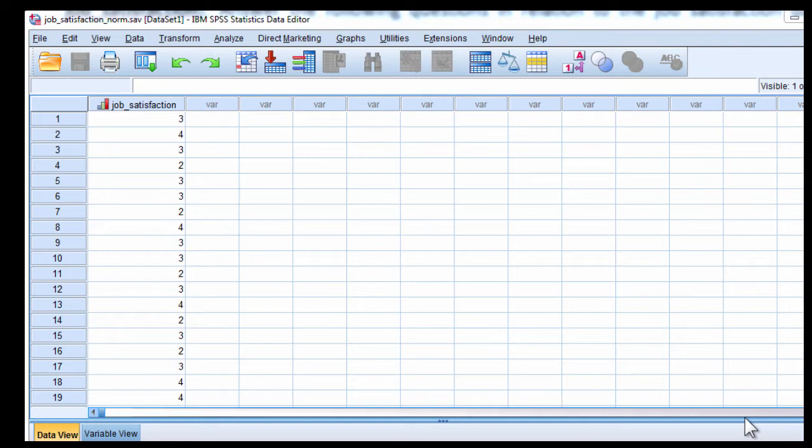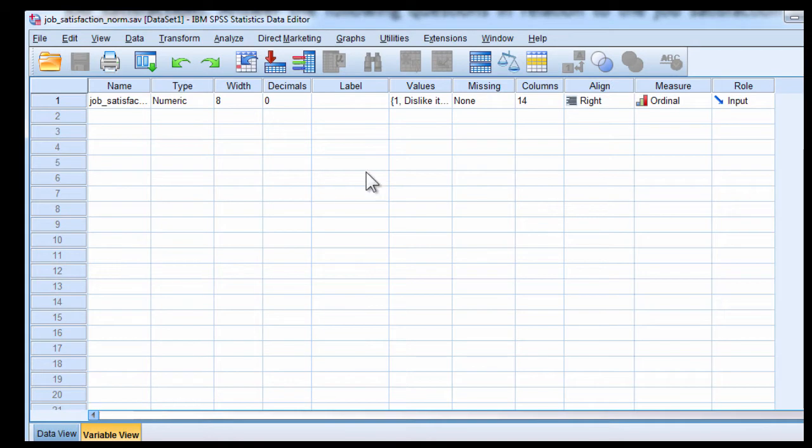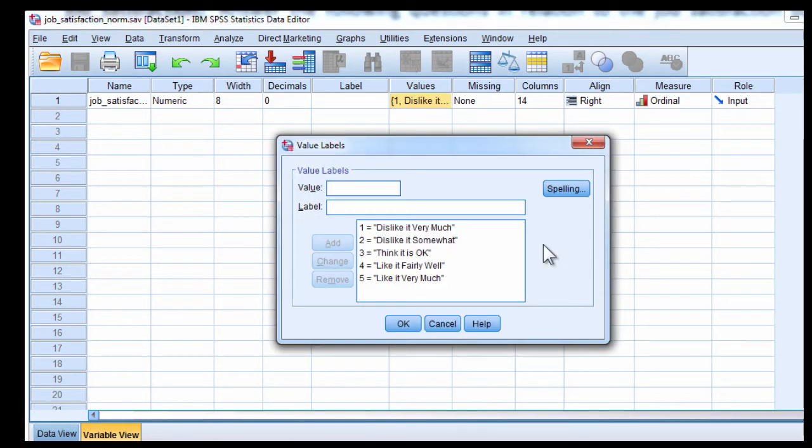Now, Riza et al. collected job satisfaction ratings from over 19,000 people. I simulated 500 people just to make it more interesting from a couple of perspectives. And I'll show you that as I write in the practice question, these were the points on which people rated themselves with respect to their job satisfaction. From dislike it very much, dislike it somewhat, think it's okay, like it fairly well, like it very much.